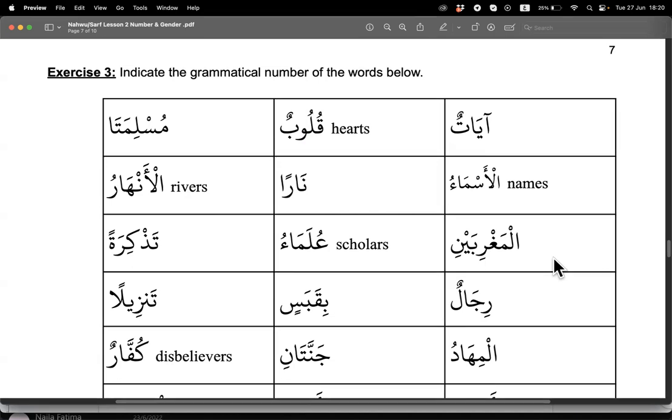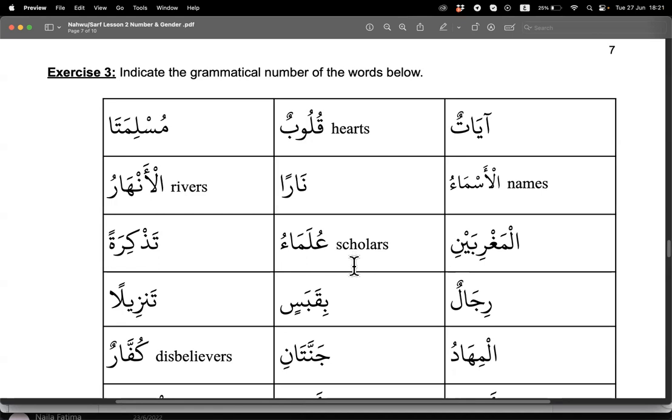Al-maghribaini is nasab or jar. Okay, and it's dual. Very good. And the gender is masculine. Very good. Next one, ulama. Ulama is singular feminine as well, because scholars, yeah.